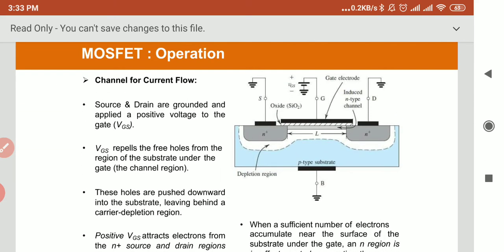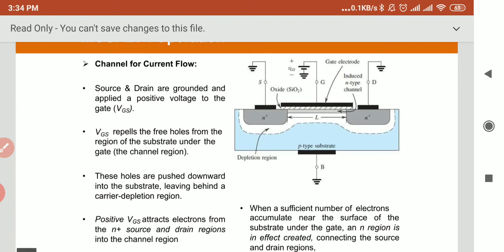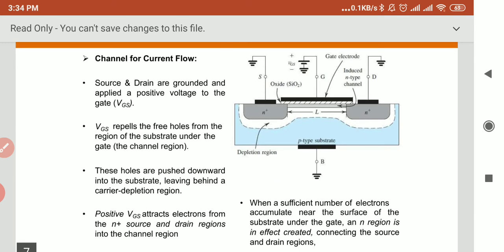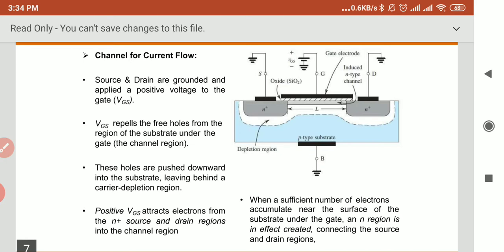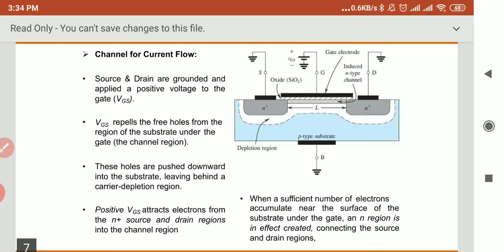For a channel for current flow, it means here we have to apply input voltage, that is, some gate to source voltage. If the source and drain are grounded and we apply a small positive value of VGS, what will happen? VGS repels the free holes from the region of the substrate under the gate. These holes are pushed downward into the substrate, leaving behind a carrier depletion region.